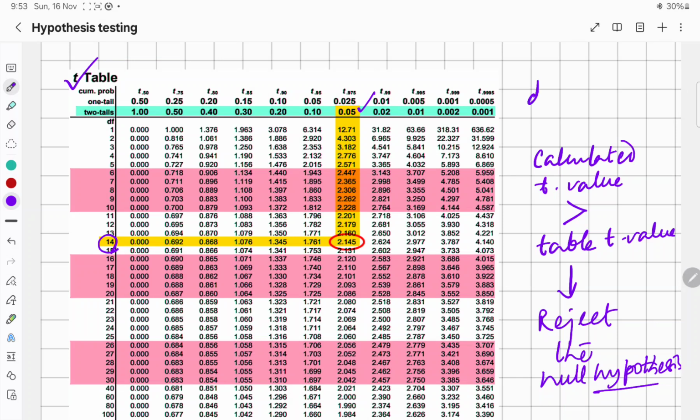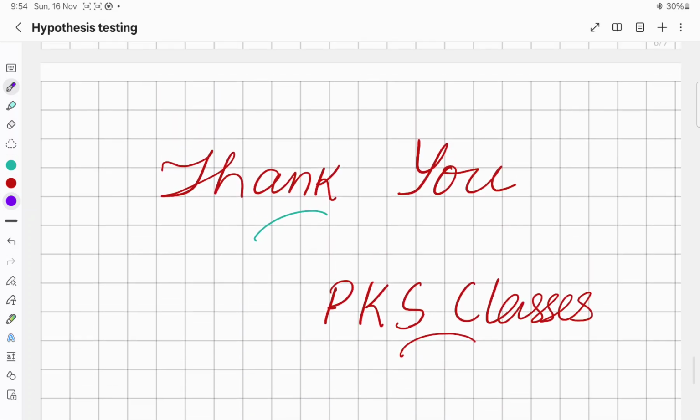So degree of freedom we can calculate, and degree of freedom is n1 plus n2 minus 2 in case of, say, Student's t-test. Suppose 6 animals you have taken, 6 plus 6 minus 2, that is 10. So at 10, the table t value will be 2.228. And if our calculated value is 2.3, then we can reject the null hypothesis. That means there is a significant difference between group B and group D, and our drug is having significant antidiabetic activity, that we can conclude. So this is all about hypothesis testing. Thank you.